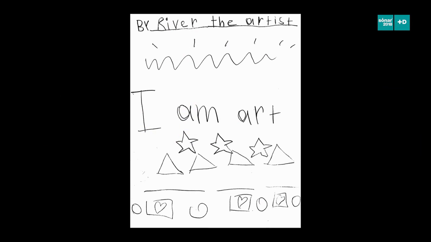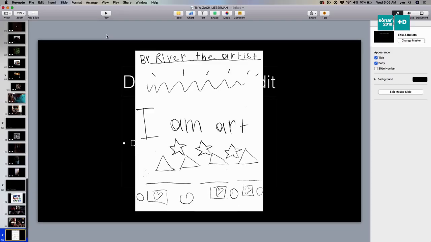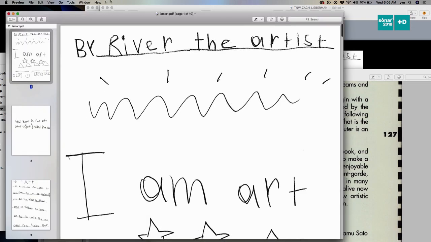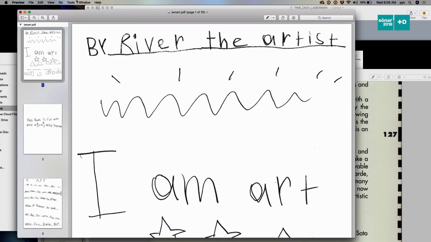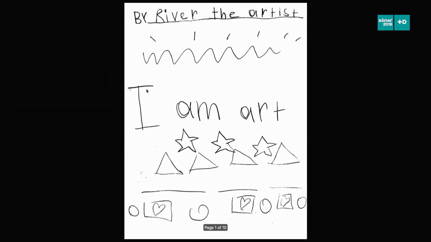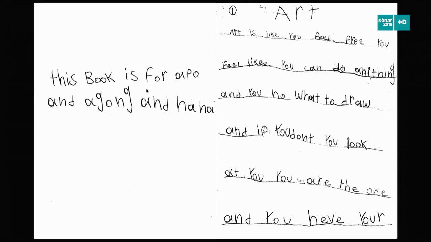The last thing I want to say, and then we'll open it up for questions. My daughter wrote this book called I Am Art, and it's her. She's much better than me at explaining this stuff, so I'm going to read it to you. She wanted me to tell you that she was six when she wrote this. Okay, the book is called I Am Art by River the Artist. This book is for Apo and Agana Nana.